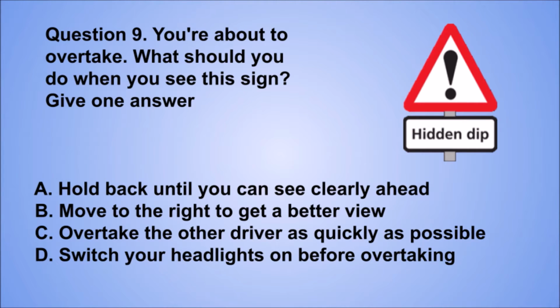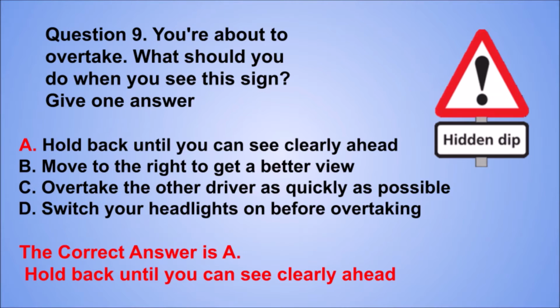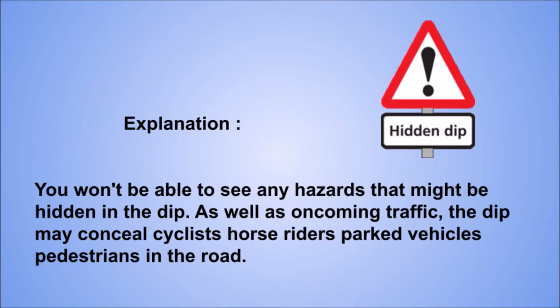Question 9. You're about to overtake. What should you do when you see this sign? Give one answer. A. Hold back until you can see clearly ahead. B. Move to the right to get a better view. C. Overtake the other driver as quickly as possible. D. Switch your headlights on before overtaking. The correct answer is A. Hold back until you can see clearly ahead. Explanation: you won't be able to see any hazards that might be hidden in the dip.